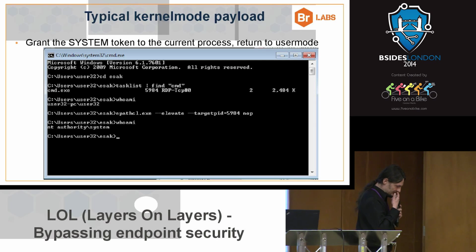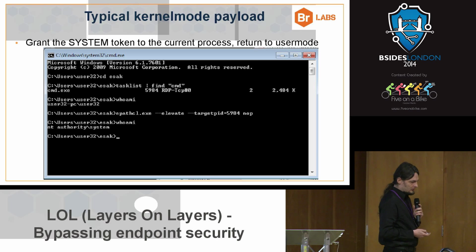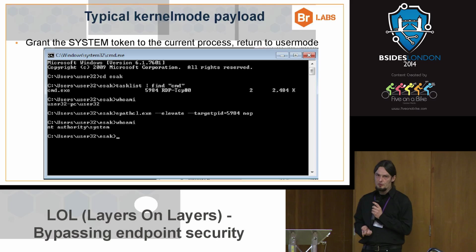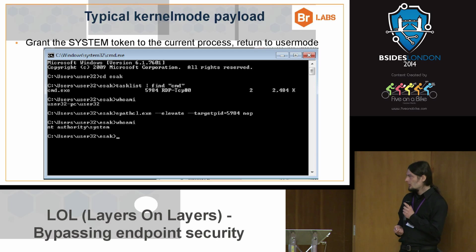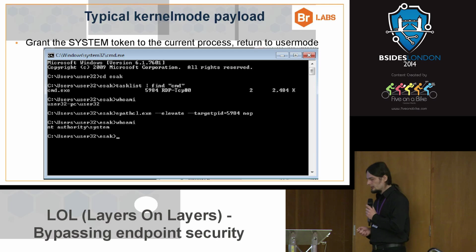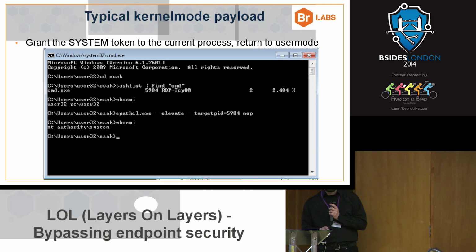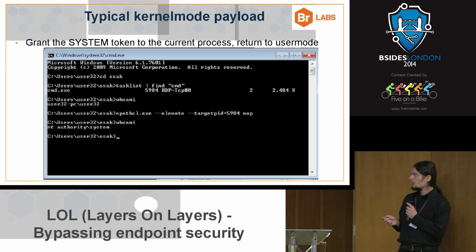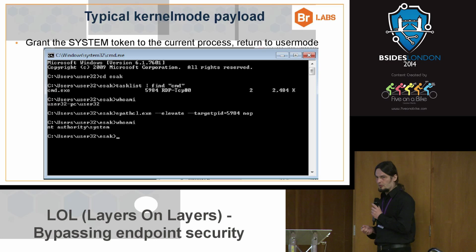Okay, so let's assume we already managed to run arbitrary code in the context of the kernel, so what should we do? It depends on the goal. The most typical scenario is that all we do is grant the calling user mode process the highest possible privilege in user mode, so the system token, and we just return to this user mode process. So that's how it goes.